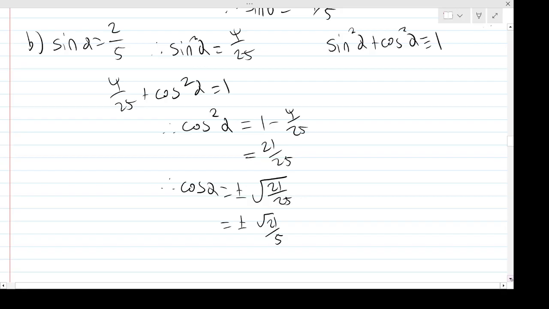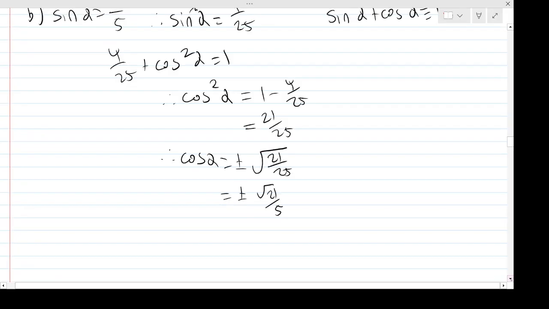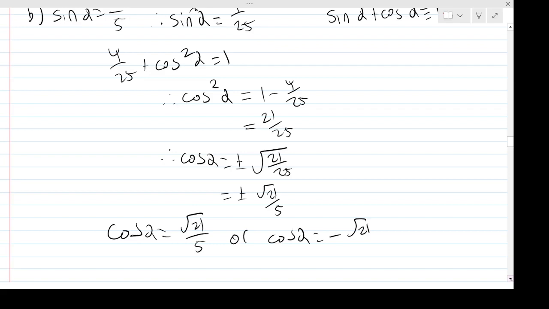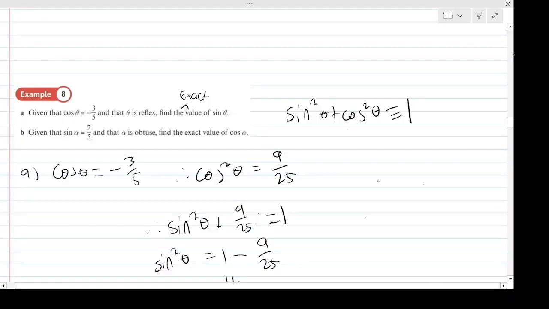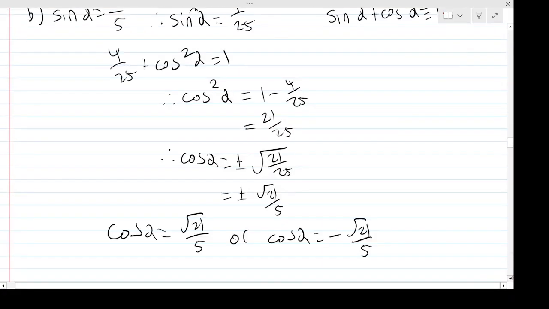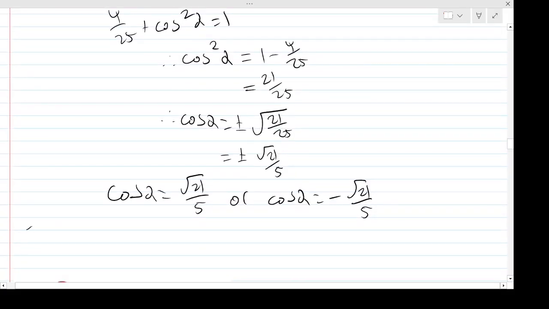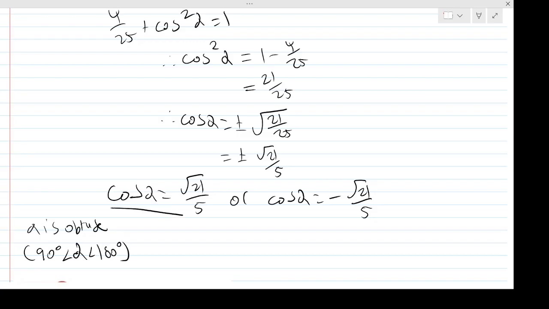Anyway, we get to this point. Now that means we have two possibilities. Either cos alpha is plus root 21 over 5 or minus root 21 over 5. So which one? Well, we were told information about the angle. It's obtuse. So alpha is obtuse, which means it has to be between 90 and 180. We're going to consider the cos graph to help us here.